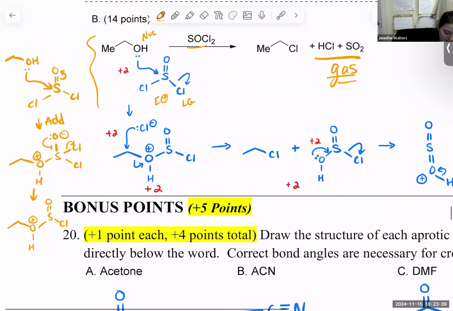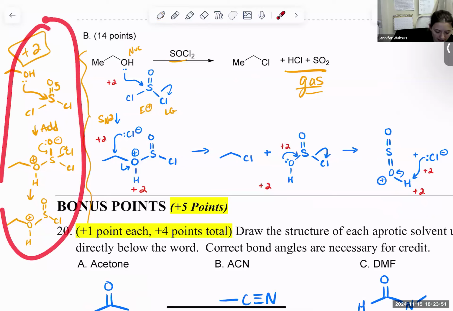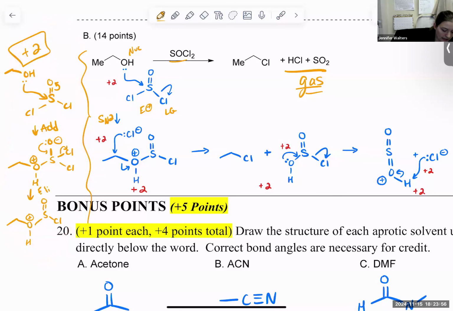So if you did this instead of the SN2, this also received those +2 points if you did it correctly. I don't think anybody did. But if you did the addition elimination thinking that it was acting like carbonyl, cool, good job. That received full credit. I was just expecting you to try to do an SN2, recognizing you have a nucleophile, good leaving group. And if you're wondering which one's more accurate, they're actually both reasonable mechanisms.